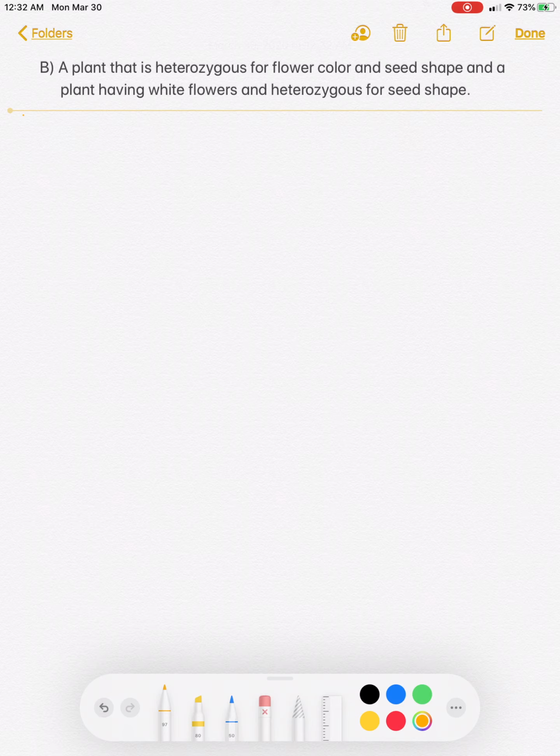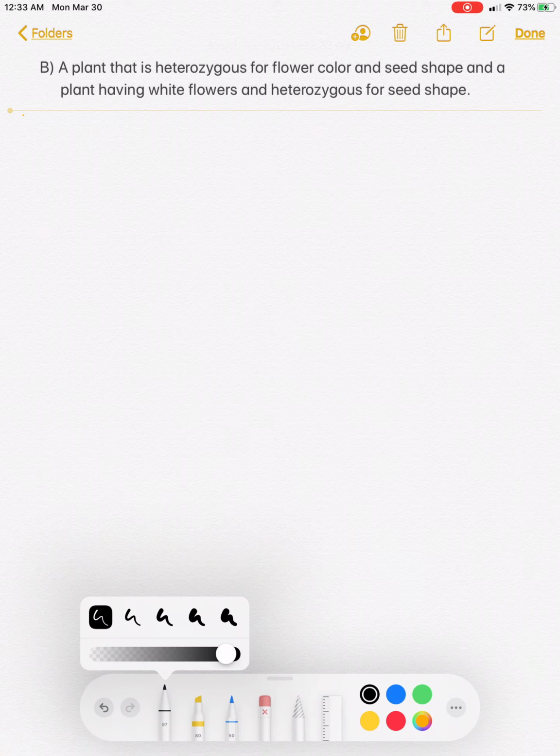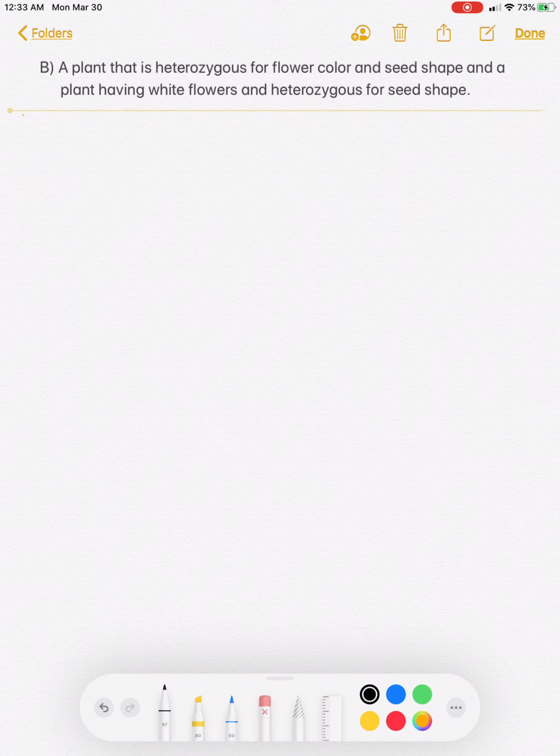Once again, let's just take one parent at a time. The first plant is heterozygous for flower color and seed shape. So that actually matches the genotypes that we used before in part A. We have the red flower color, the red allele, the capital R allele.